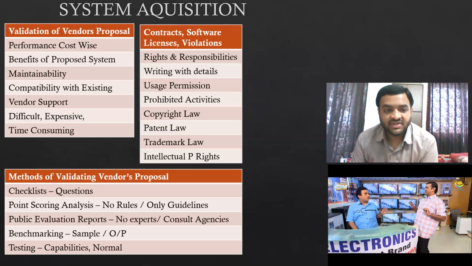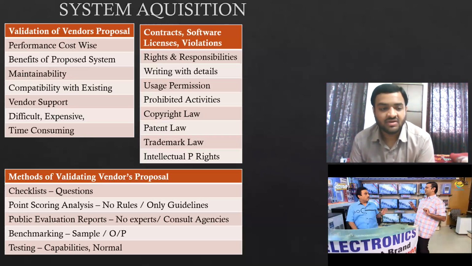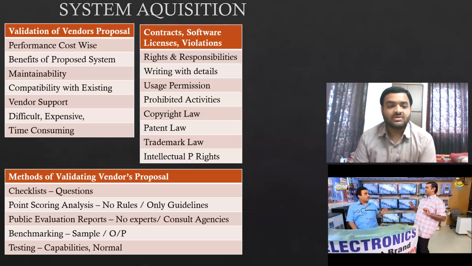Then compatibility with the existing system. We have to see whether these Chinese systems are compatible with the existing system or not, whether they are legal or not, whether it will bring down the morale of the people in the organization or not. So that is how we will test the compatibility. Then vendor support. It must not be the case that we have to take the entire system to China. We have to make sure that geographical locations are seen.